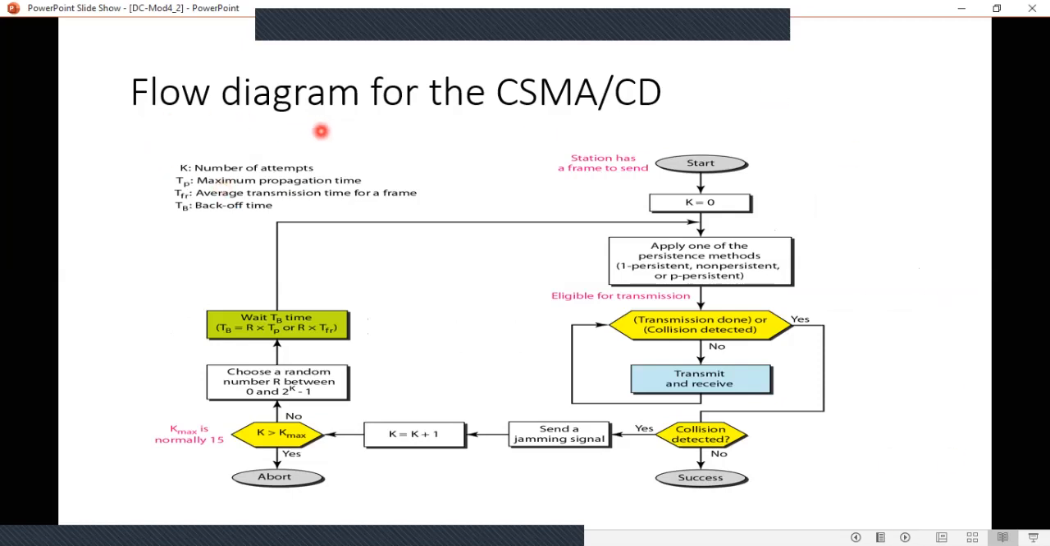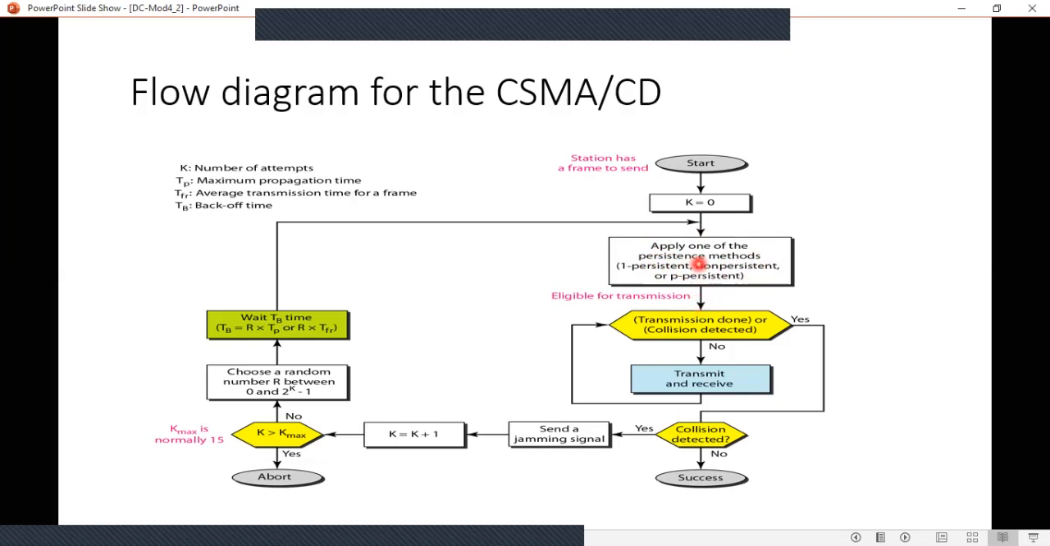Next is the flow diagram for CSMA, carrier sense multiple access with collision detection. Now it starts from here. The station has a frame to send. Initially K represents the number of attempts. Initially it is 0. This is the first attempt. Now at this point apply any one of the persistence methods, either of the three: one-persistent, non-persistent, or p-persistent. And when you apply this, it will find the channel as idle.